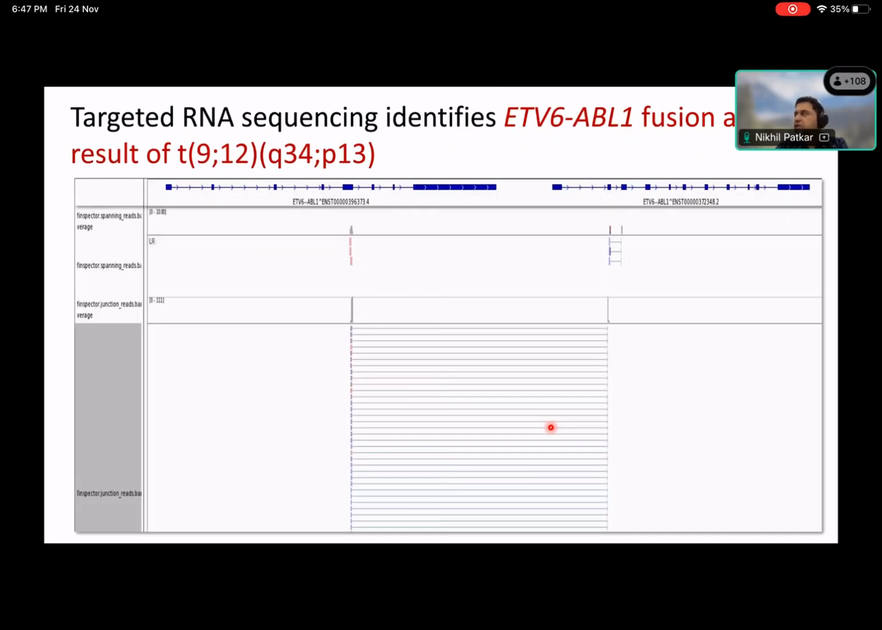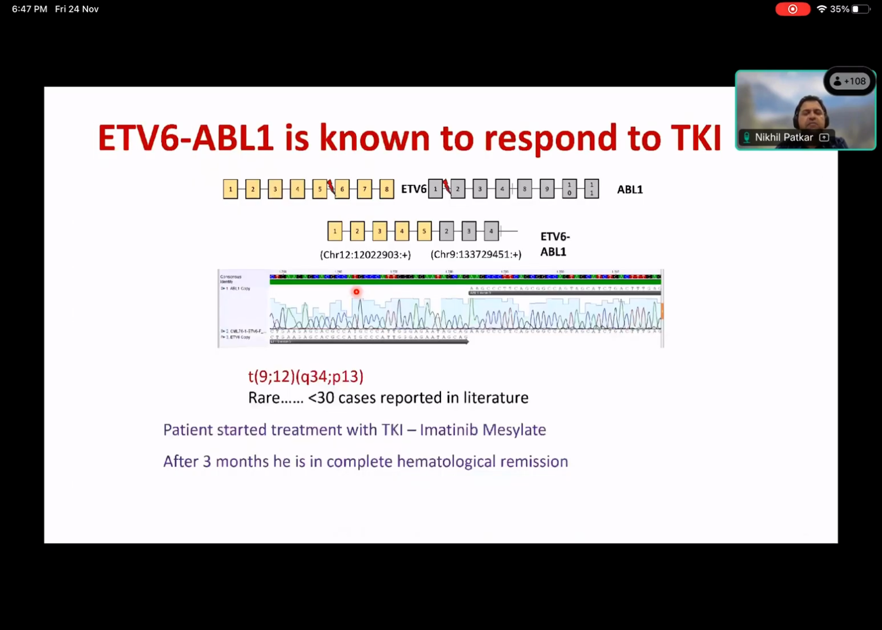So when RNA sequencing was performed, we identified an ETV6-ABL1 fusion as a result of translocation 9;12, as you can see here. ETV6-ABL1 fusion is known to respond to TKI therapy. So this patient, it is rare, with less than 30 cases being reported when we had diagnosed this entity. This patient was started on TKI, imatinib mesylate, and after 3 months, this patient was in complete morphological remission.